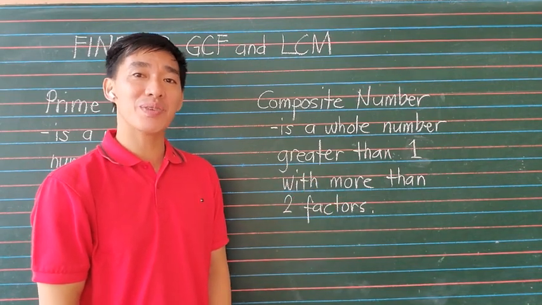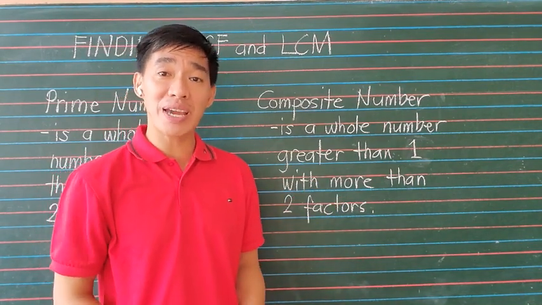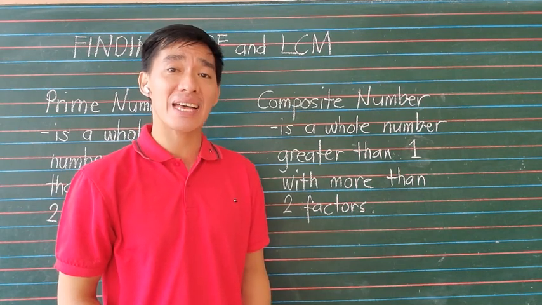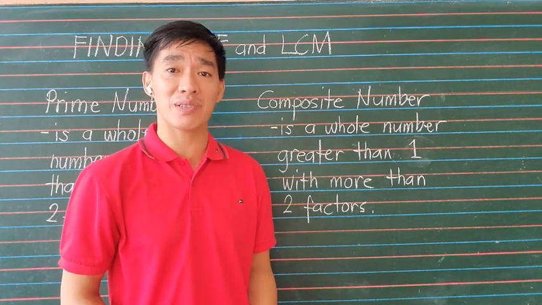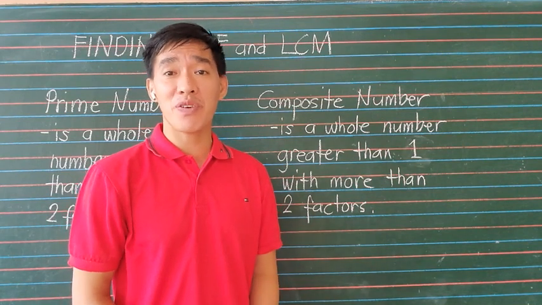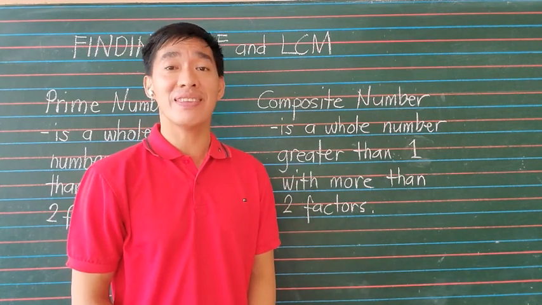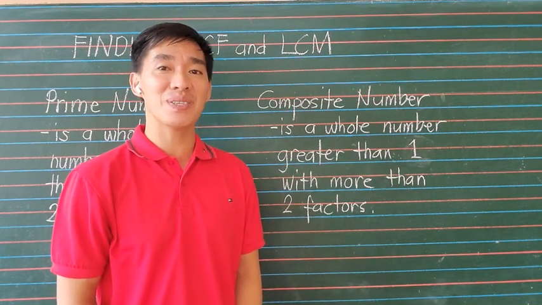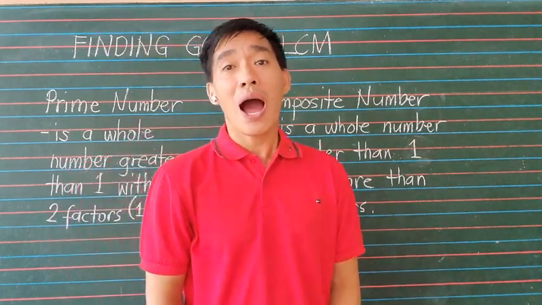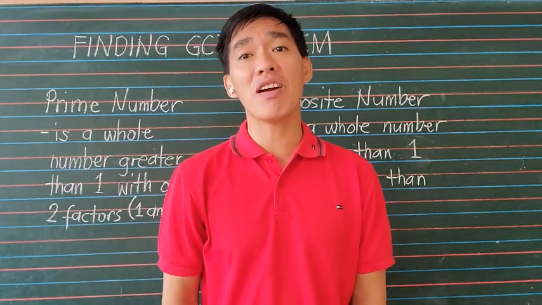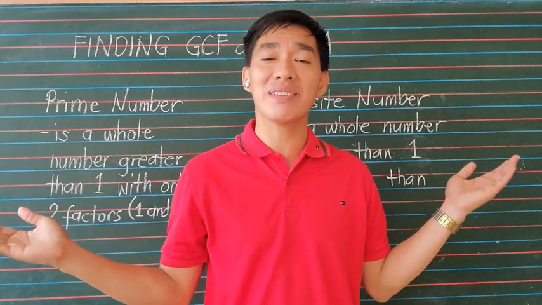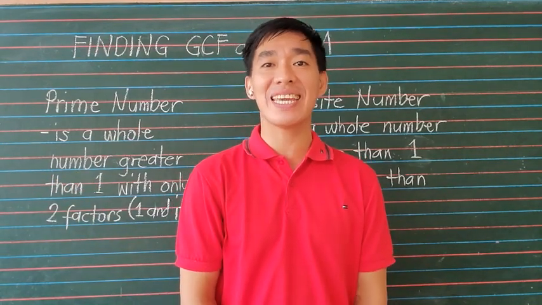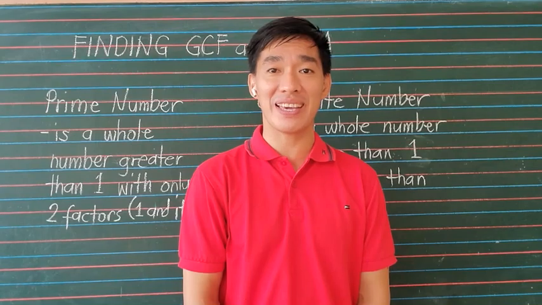How about composite numbers? Composite numbers actually are also whole numbers greater than 1, but they have more than 2 factors. Remember, if the factors are more than 2, then that number is a composite number. So, I just gave you the meaning of a prime number and a composite number, which are very important in our discussion for this week. Get ready.